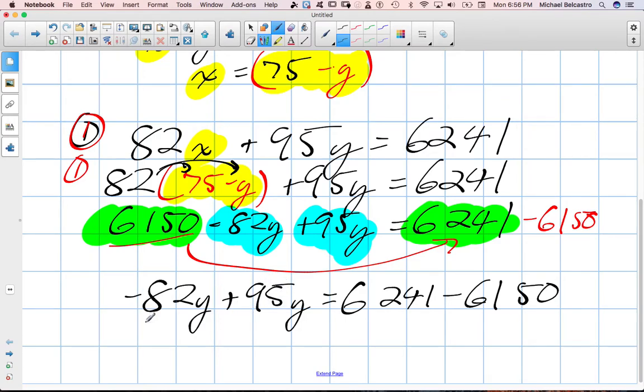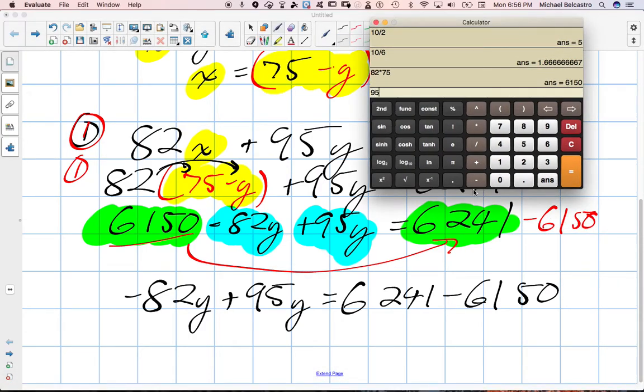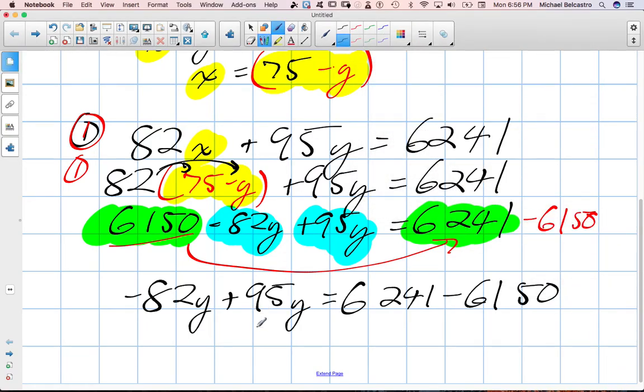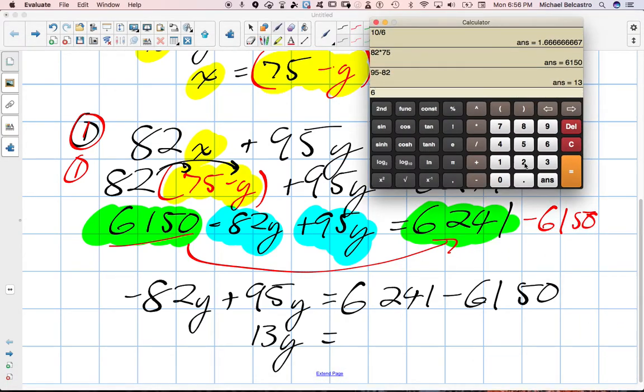Here we just combine the coefficients. This is essentially 95 minus 82, which is going to be 13. Let me double check. For some reason, I'm rather unconfident in that, but I'm pretty sure it's 95 minus 82. 13, okay, good. I haven't lost it yet. It's positive 13y. Here we're going to get 91, I want to say. 6,241 subtract 6,150. Yeah, all right.